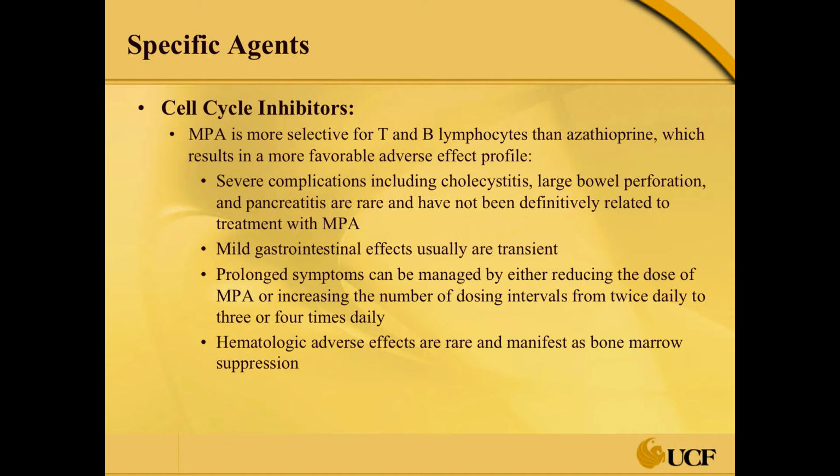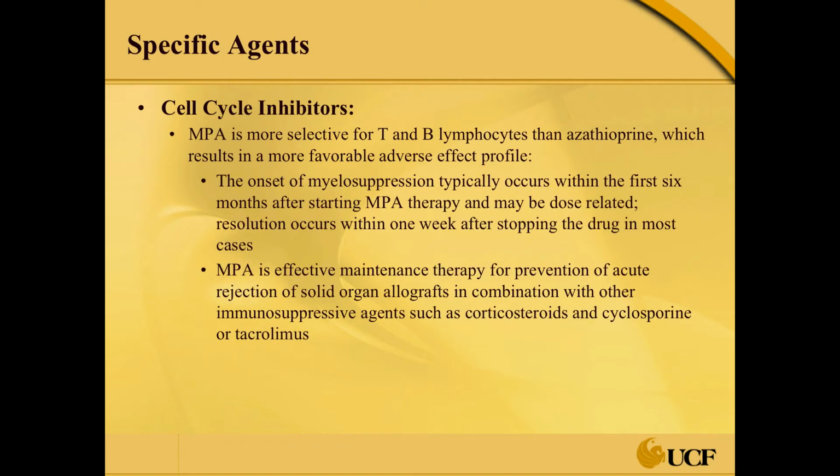Hematologic adverse effects are rare and manifest as bone marrow suppression. So one of the common things that we're seeing with the cell cycle inhibitors is bone marrow suppression as a common adverse effect. Usually it's going to occur within about the first 6 months of therapy, and it may be dose related, so it might be a sign that this MPA would have to be reduced, and usually you'll see the resolution of that within a week.